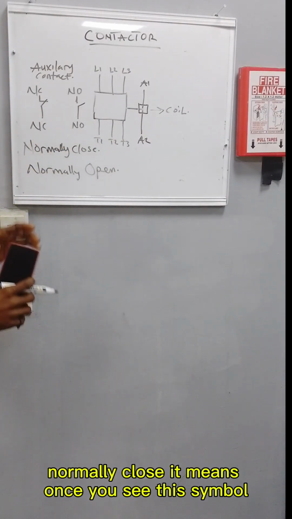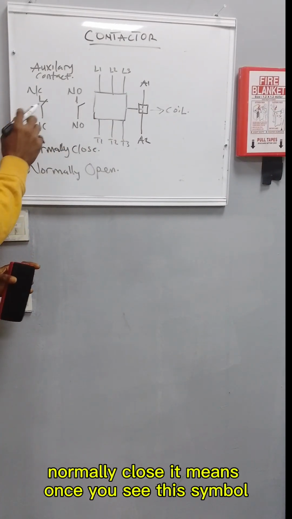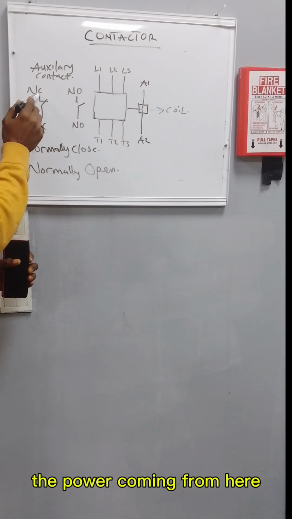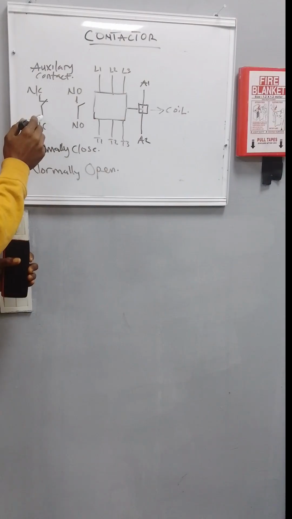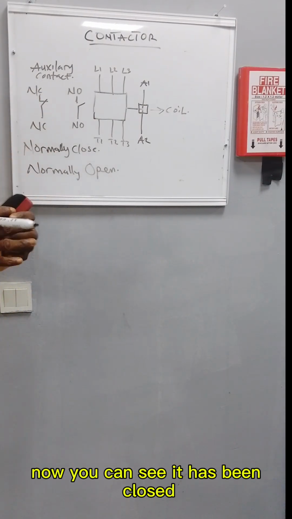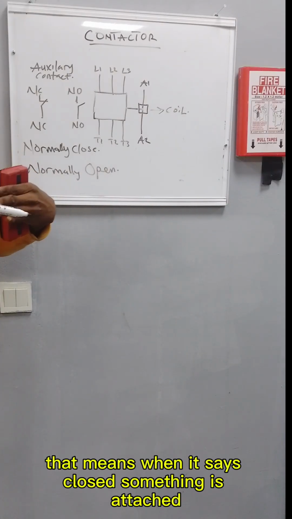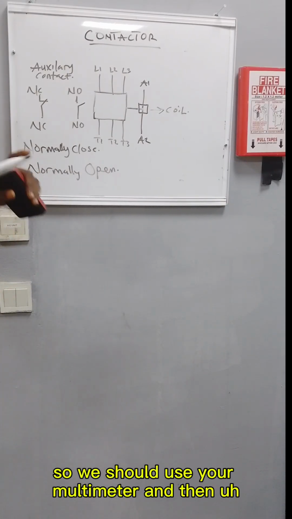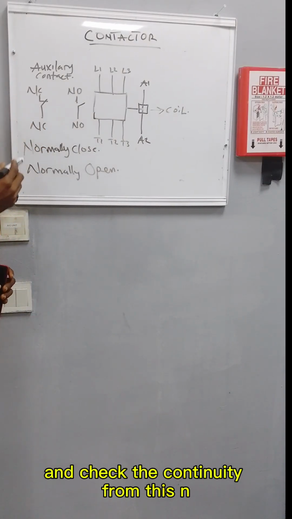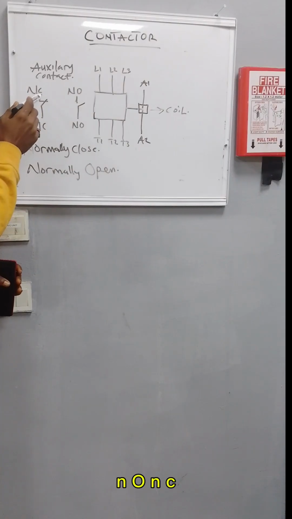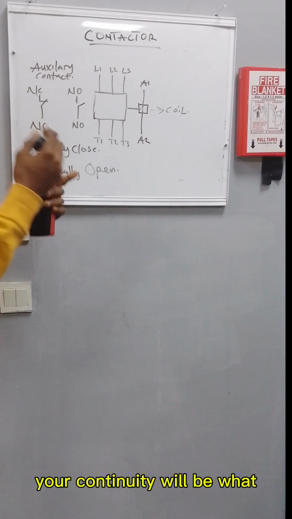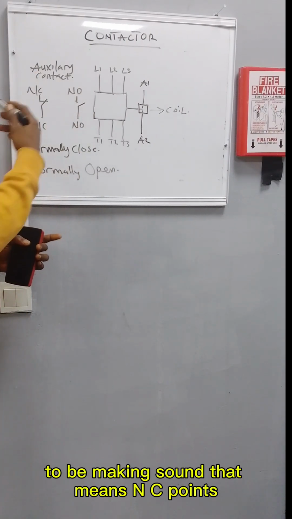Normally closed means once you see this symbol here, it represents that the power coming from here to here is flowing together. Now you can see it has been closed. That means when it says closed, something is attached together. So you should use your multimeter and check the continuity from this NC point to this NC point. You see your continuity will be reading, making a sound.